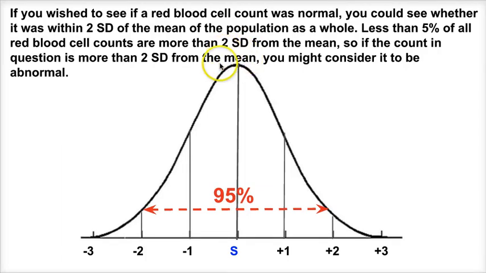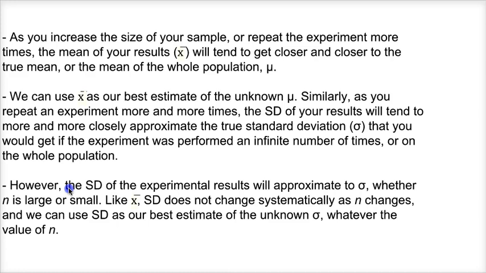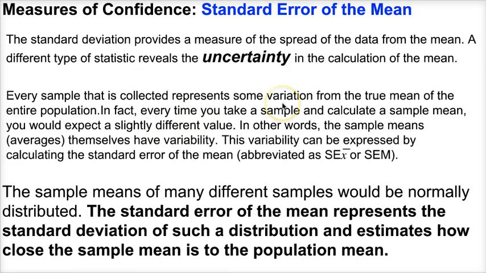So we need a value that gives us something about the reliability of this, so we can rely on this range of SD, and that is what the standard error of the mean is. The standard error of the mean is a measure of confidence about the mean. It provides a measure of the spread of data from the mean. It's not a standard deviation, except it's a standard deviation of all the possible means.